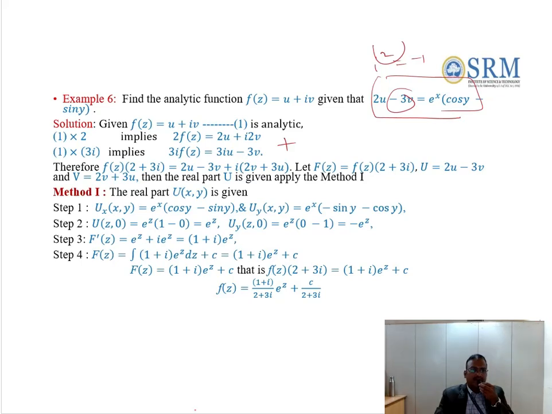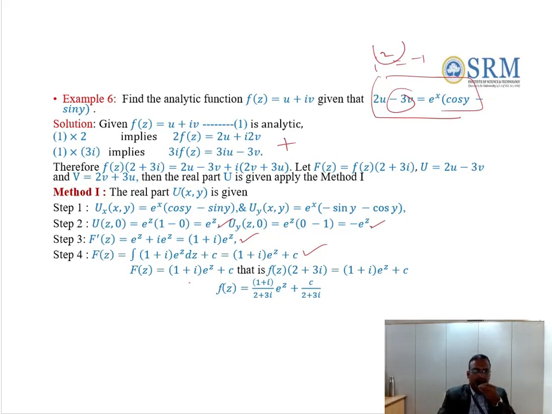So capital Ux of x comma y is e power x into cos y minus sin y, and capital Uy of x comma y is e power x into minus sin y minus cos y, and then put x equal to z and y equal to 0. Therefore you will get e power z and then here minus e power z. Then by the first method, capital F dash of z is Ux of z comma 0 minus i into Uy of z comma 0, that gives 1 plus i into e power z. And then integrate this, capital F of z gives the integral of 1 plus i into e power z dz plus c. Therefore the integration gives 1 plus i e power z plus c.